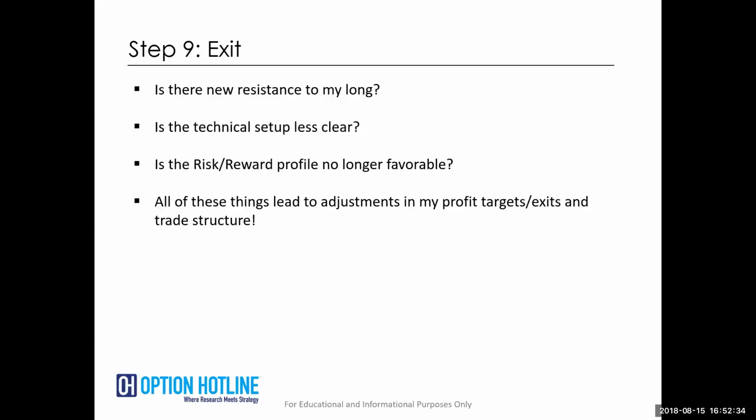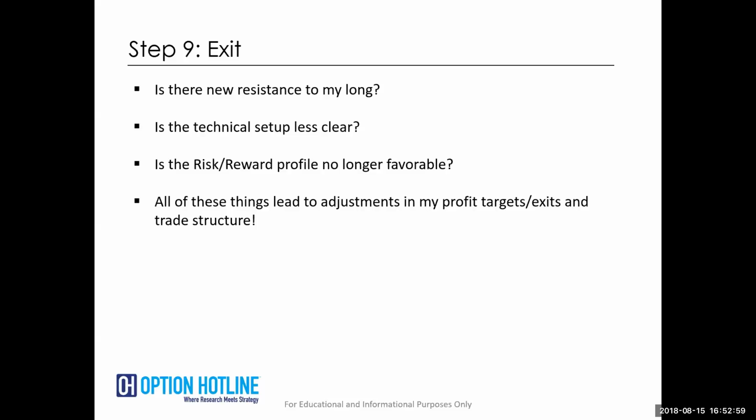Has something changed? So we go back to that new resistance to my long. Is that my new stop? Is that my new profit taking level? Is there a new technical setup that's changing? Because guess what? If I set that trade I mentioned before where it was a bull flag and all of a sudden now it looks like an ascending triangle, well, my bull flag trade may be over. My ascending triangle may be just getting started and I'm back at step one.